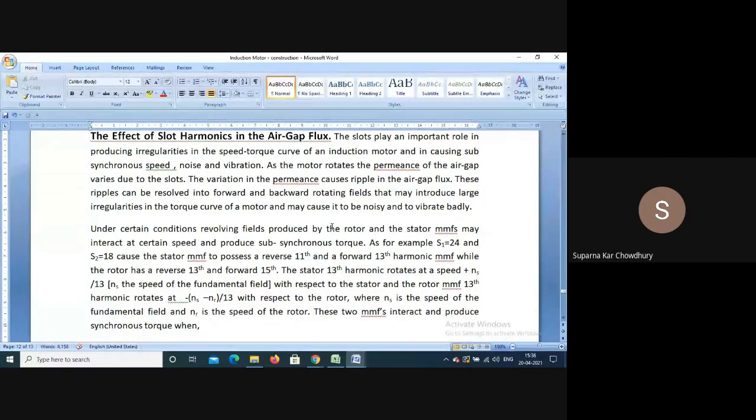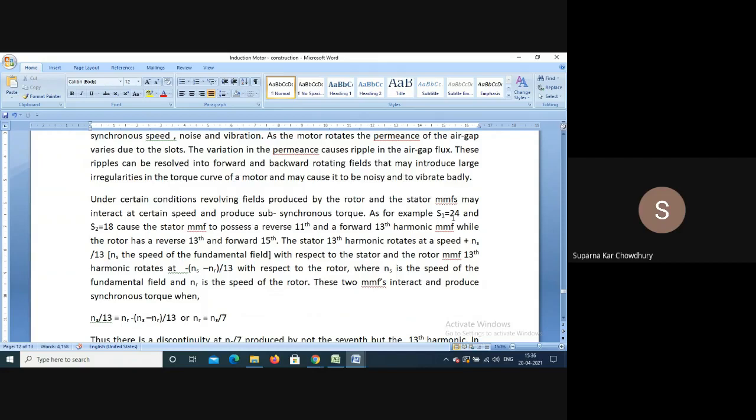Now this is a pulsating field. This pulsating field can be divided into two rotating fields, one backward and one forward rotating field. So there are certain combinations of stator and rotor slots which will produce considerable subharmonic torque. These things are quite complicated mathematics, so we are not going into details, but I am showing just one example.